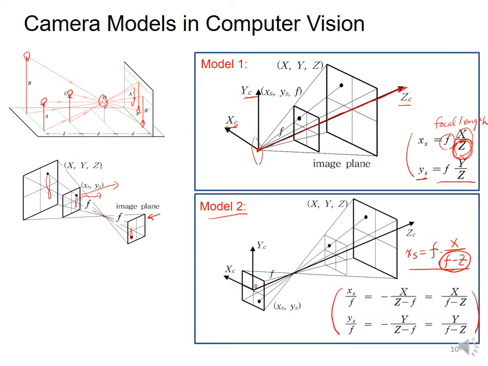Here you can see the values of x and y have a negative value, which means the image of a point is flipped about the lens center. In the computer vision field, researchers have chosen and used one of these two coordinate systems. OpenCV uses the first lens coordinate system.